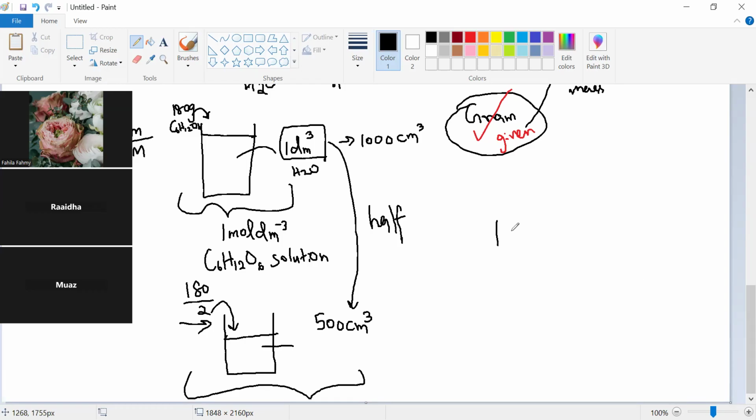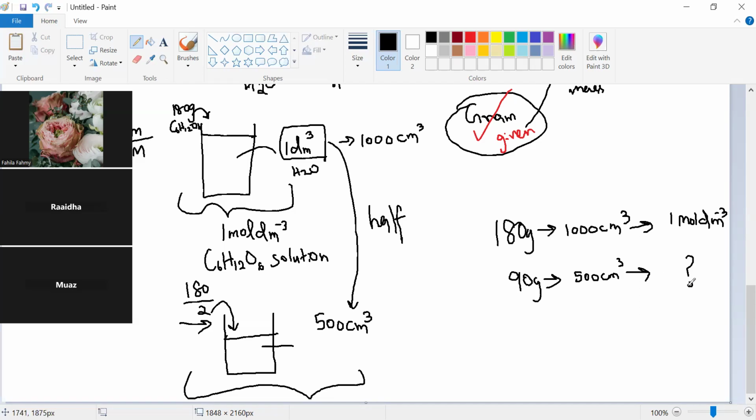I'll rewrite it. If I dissolve 180 grams in 1000 cubic centimeter, I get 1 mole per cubic decimeter. And now I'm going to dissolve 90 grams in 500 cubic centimeter. What is the concentration of this particular solution, Raida? What do you think, Raida?